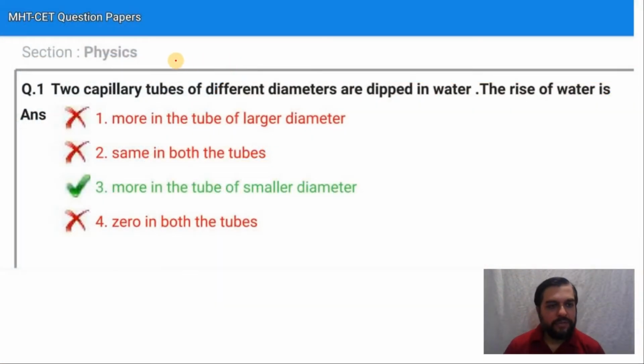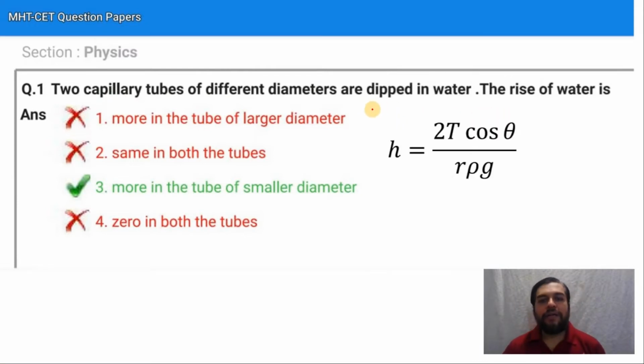Okay, I'll read the first question. Two capillary tubes of different diameter are dipped in water. The rise or fall of water due to capillary action is always given as h = 2T cos theta upon r rho g, where h is the rise or fall of the liquid, T is the surface tension, and theta is the angle of contact between the solid surface and a tangent drawn to the liquid surface.